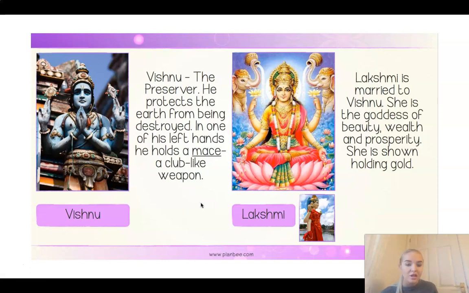Well done. You can see here that she's got lots of other things. She's sat on a lotus flower. There are some elephants here pouring, it looks like water on her, showing that she is really recognised for her beauty, her wealth.